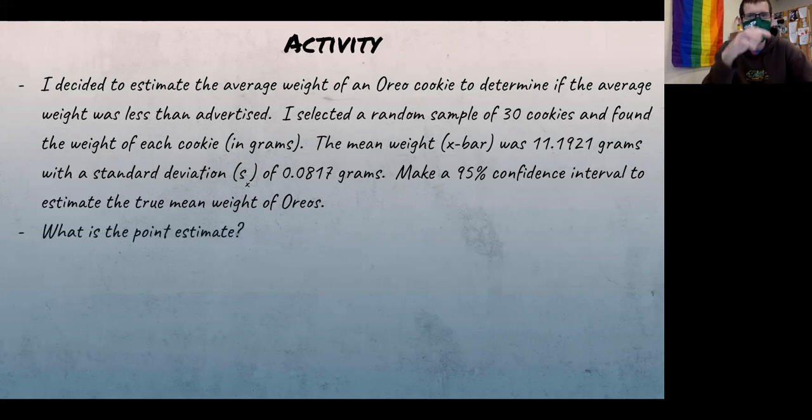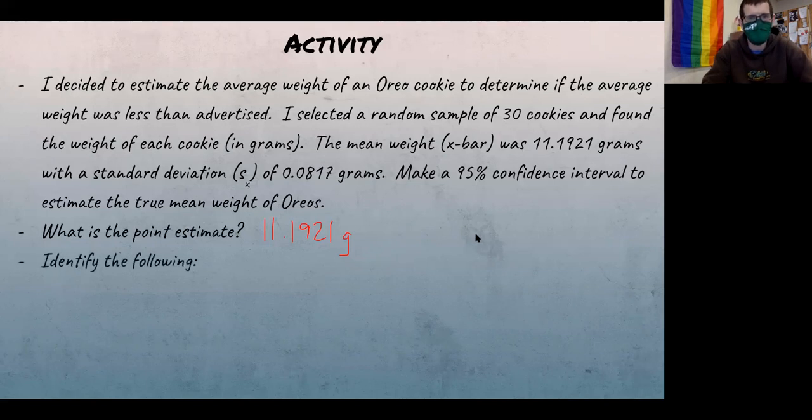Okay, what is our point estimate here? 11.1921 is the point estimate. So if we did nothing else with this, our best guess would be 11.1921. But of course, we know this was a sample. Maybe we got some smaller than average or bigger than average Oreos, ones that had slightly more cream or whatever the case. So our point estimate is this.